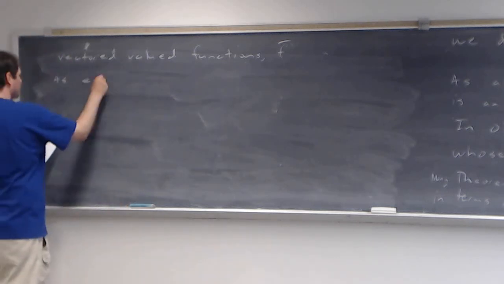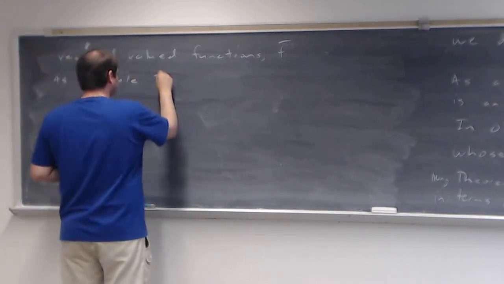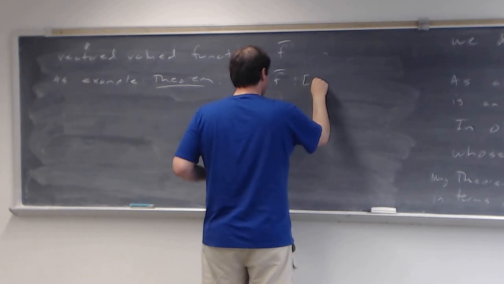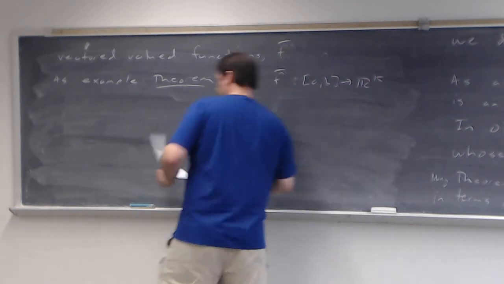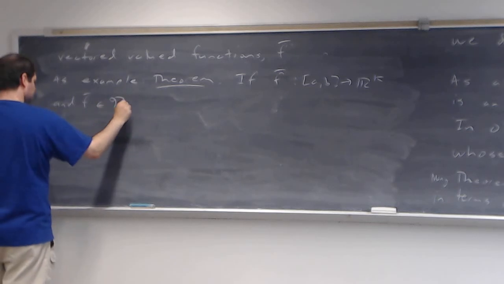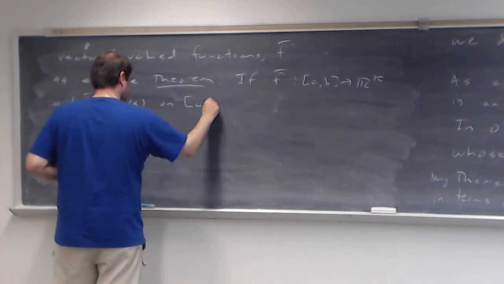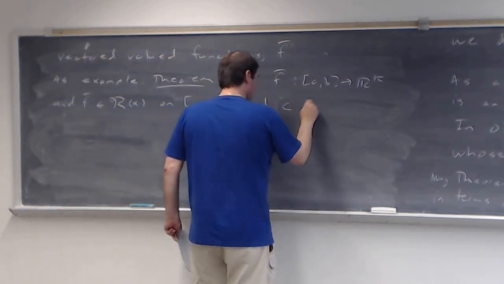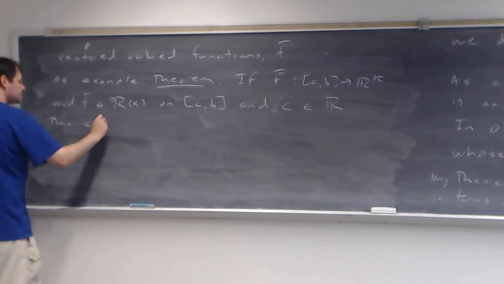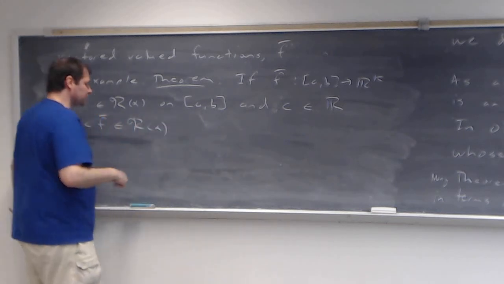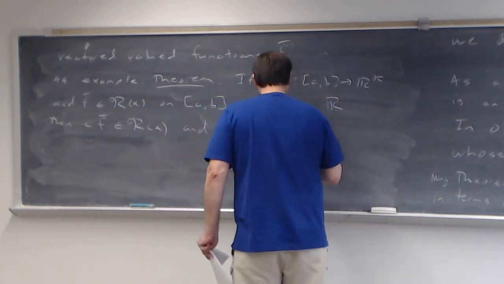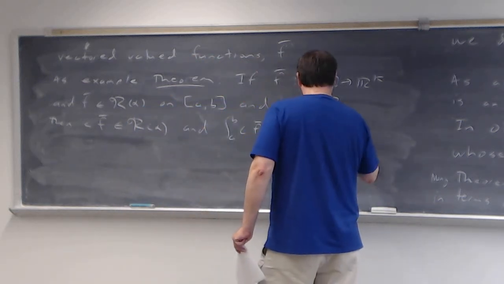So as an example, here is a theorem. If f bar goes from [a, b] into R^k and f bar is an element of the Riemann-Stieltjes integrable functions with respect to alpha on [a, b], and c is a real number, then c times f bar is Riemann-Stieltjes integrable, and the integral from a to b of c f bar d alpha is equal to c times the integral from a to b of f bar d alpha.